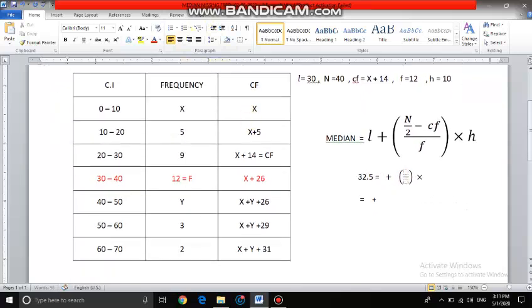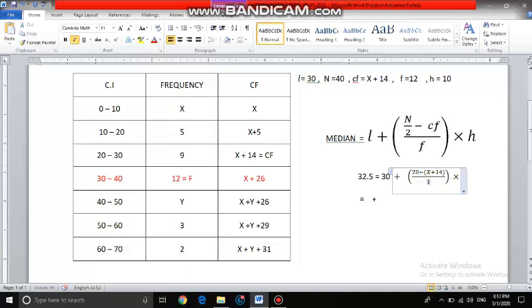So I'll take this as 32.5 equals L value, which I got as 30, plus n by 2 value, oh sorry, wrong mistake, n by 2 value is 20 minus, let me put the bracket here because CF has two terms, which is x plus 14. If I don't put the bracket, this minus sign is only applicable to x, but it has to be applicable to both x and 14.